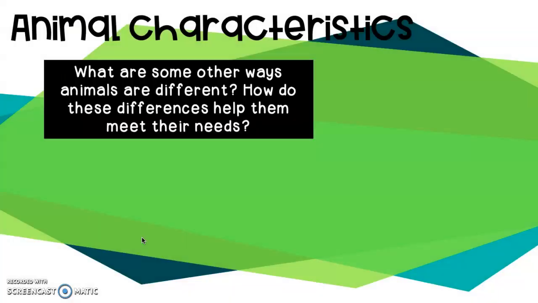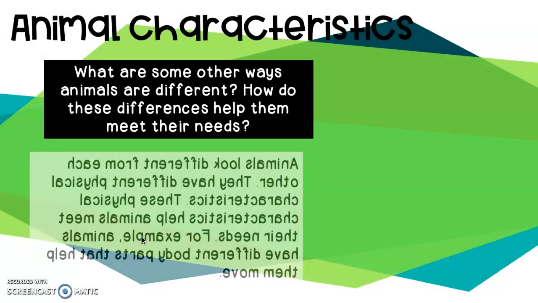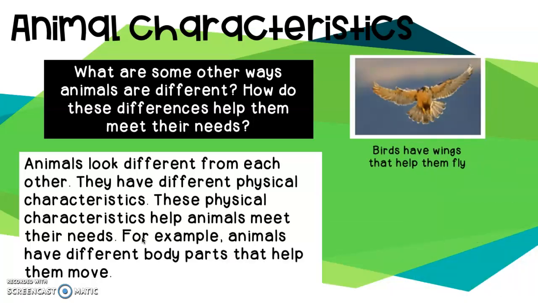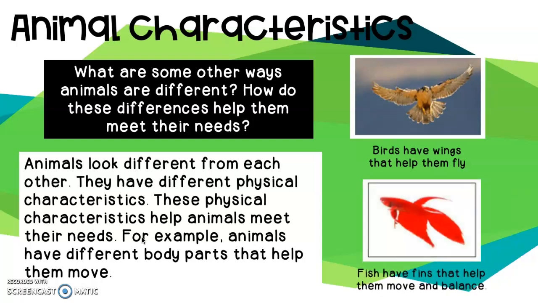Animal characteristics. What are some other ways animals are different? How do these differences help them meet their needs? Animals look different from each other. They have different physical characteristics. These physical characteristics help animals meet their needs. For example, animals have different body parts that help them move. Birds have wings that help them fly. Fish have fins that help them move and balance.